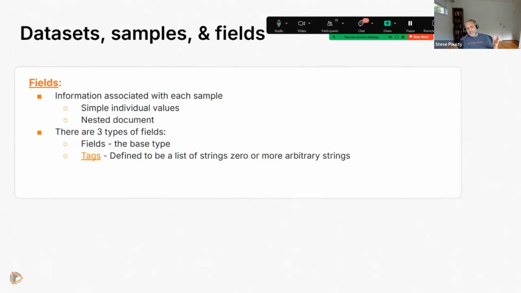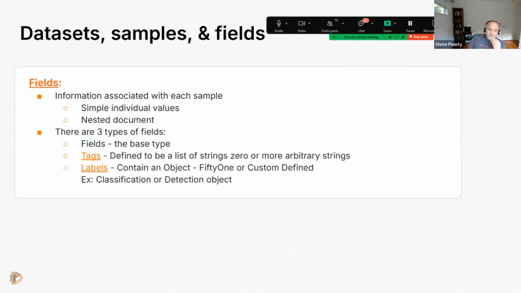I know some people don't like ice cream, but you could put ice cream flavors in there. You could do whatever you want, or say these are dirty or whatever. It's just for you to have a nice structured way of storing things, both for the field and for the data set. And then labels. Labels are a type of field that actually contain a predefined object.